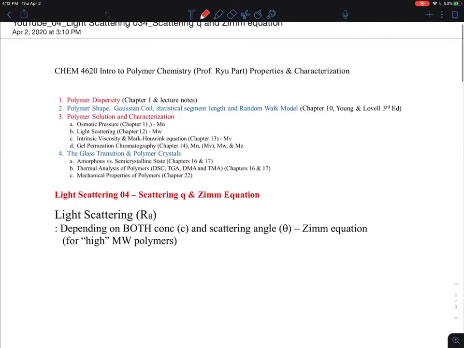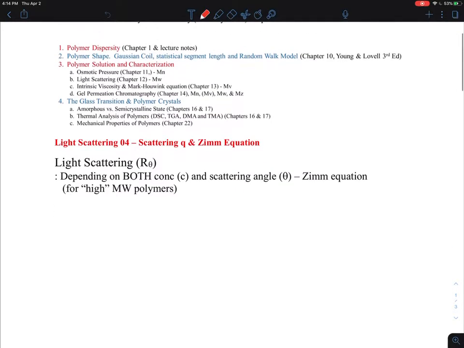So this is section number 4. I'm going to talk to you about the scattering Q and a little bit about the Zimm equation as opposed to the Debye equation for light scattering. The focus of this one is the scattering Q, how scattering Q is being defined, and the scattering Q is related to essentially theta, the scattering angle.